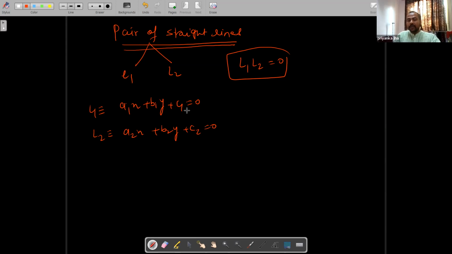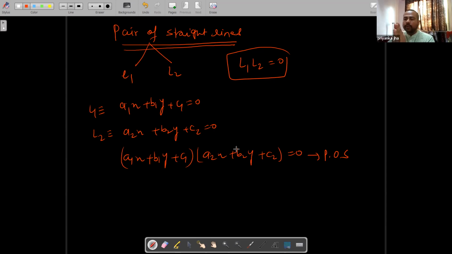You have to keep everything on one side, either left side or right side. Then you just have to multiply these two equations, like A1x plus B1y plus C1 into A2x plus B2y plus C2 equal to 0. This is called a pair of straight lines because we have two lines here. So the combined equation of two lines is called a pair of straight lines.